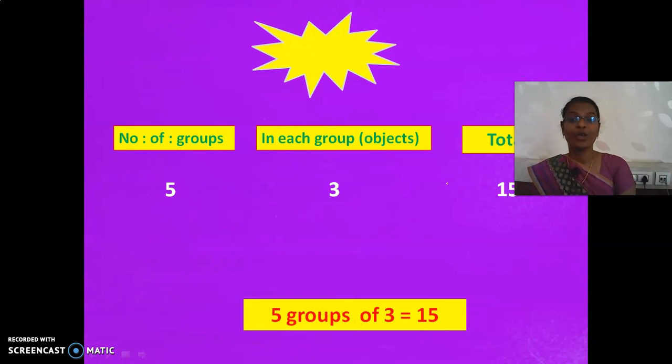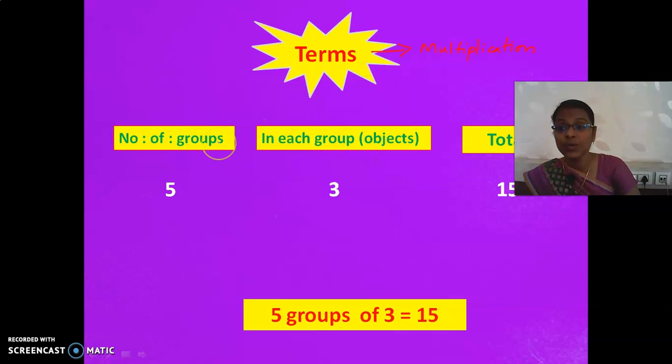Here, now we are going to learn the terms of multiplication with the help of addition. Okay? What are you going to learn? You are going to learn the terms of multiplication. So till now, we were learning putting together, number of groups, in each group objects. So number of groups, in each group how many objects are there? The other one is the total.